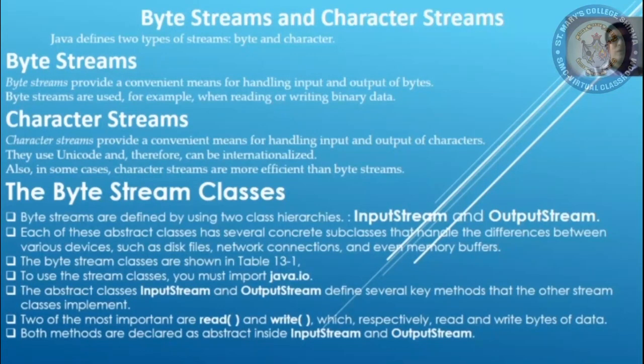Let us see the byte stream classes. Byte streams are defined by using two class hierarchies, that is InputStream and OutputStream. These are the two classes. By using this byte stream, we are either inputting or outputting. If you want to input the data as well as output the data, these stream classes have to be used.